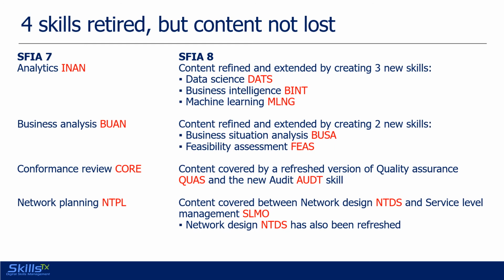We have 4 skills from SFIA version 7 which have been retired, but their content hasn't been lost. So analytics, the INAN skill in SFIA 7, the contents there have been refined and extended, and we've ended up with 3 skills covering that area. So data science, business intelligence, and machine learning. So in most use cases when they're thinking about migration from SFIA version 7 to version 8, if they had analytics as a skill, then data science is a good direct replacement.